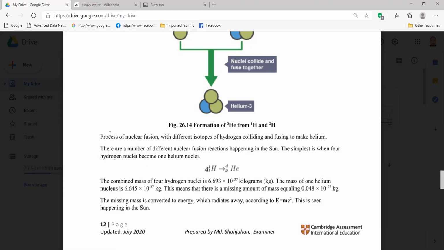So can you read this part, please? Ziba.